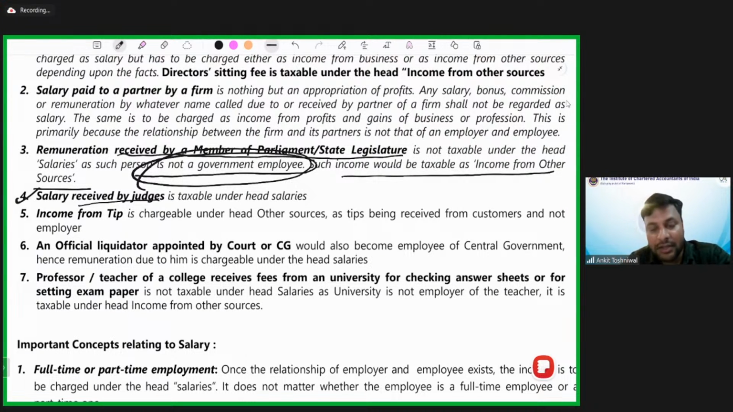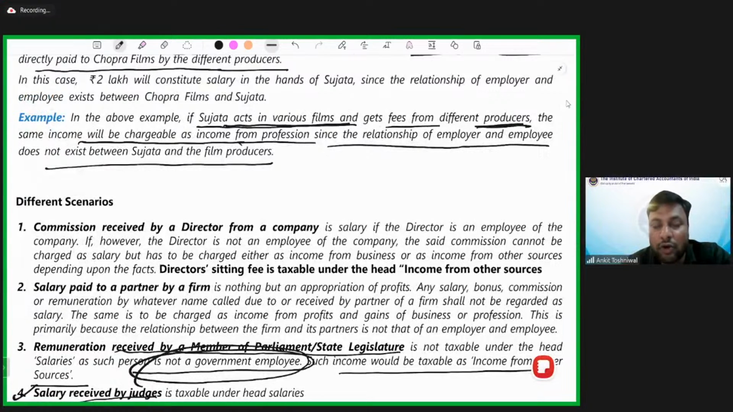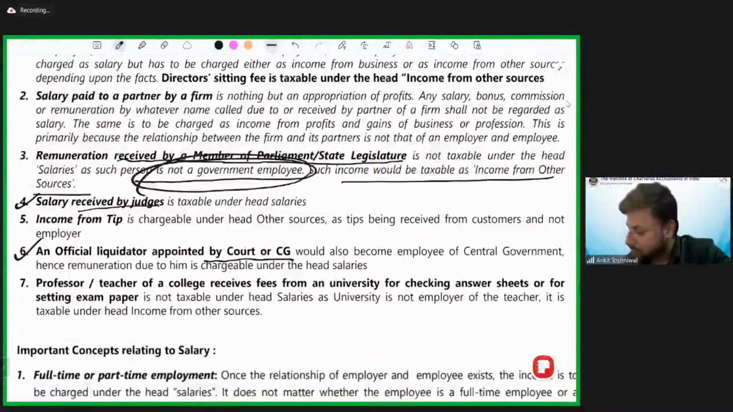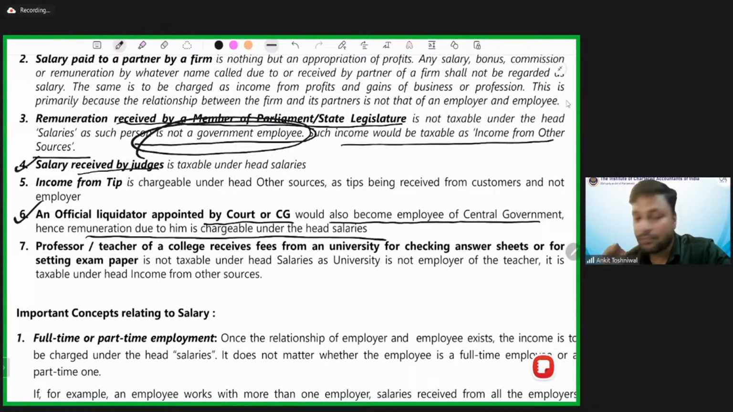Fine. Another example. Official liquidator appointed by the court or central government. In the case of the liquidation of a company, the salary of the official liquidator appointed by the court or central government is taxable under the head salary because he is appointed by the central government or the court. His employer is the central government. Got it?